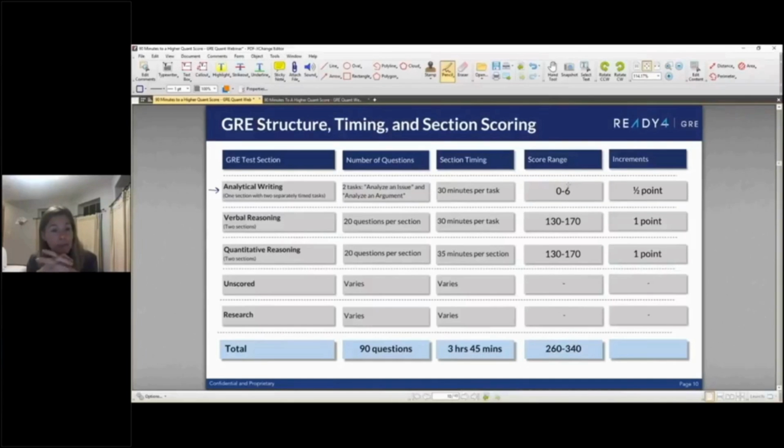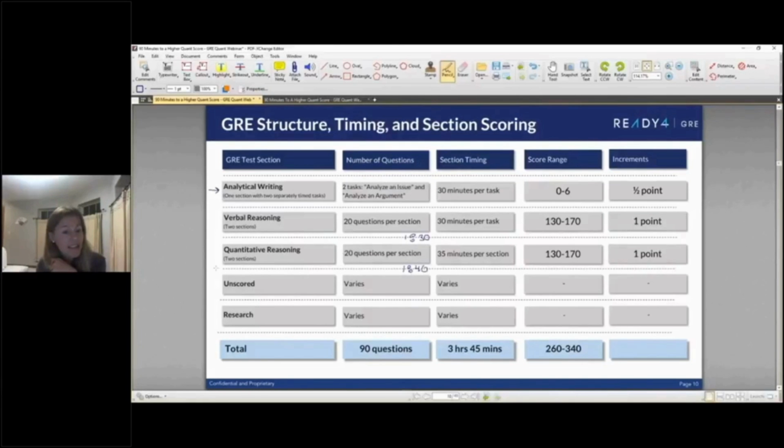After that, you get a break, and you move into verbal reasoning and quantitative reasoning. These can come in any order, like we said. You get 20 questions in each of those sections, and 30 minutes for the verbal, 35 minutes for the math. So what this means is you get about 1 minute and 30 seconds for these questions, and about 1 minute and 40 seconds for these questions.